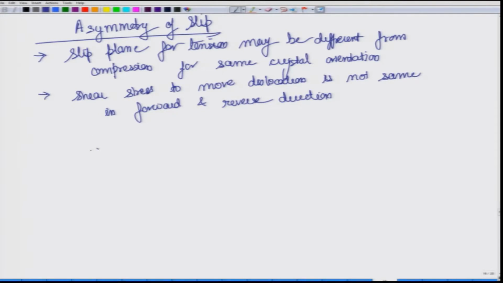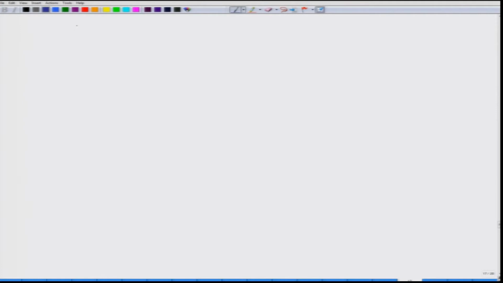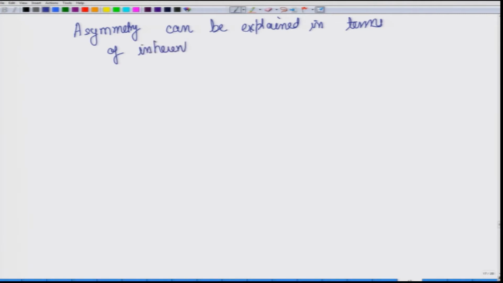Now, there is another way that you can explain this asymmetry. Let us look at this. And this is related to the inherent dislocation structure in the BCC. What is that inherent dislocation structure? We will see in a moment.